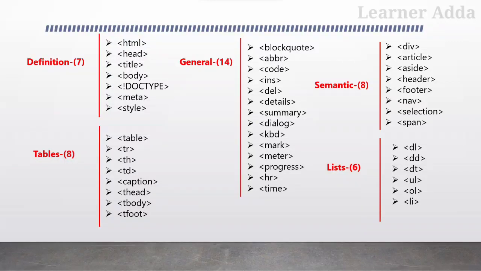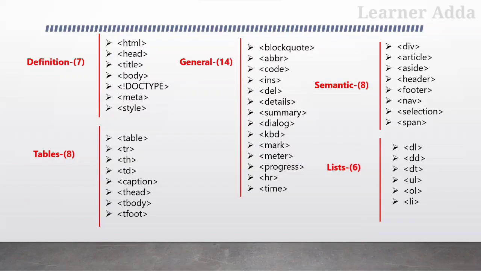And moreover, in HTML5, some tags are removed. So we are not going to cover those tags. For example, marquee tag, bgsound tag, frameset, frame, etc. tags are removed in HTML5. So we are not going to cover them because we should not use those tags in real-time projects.